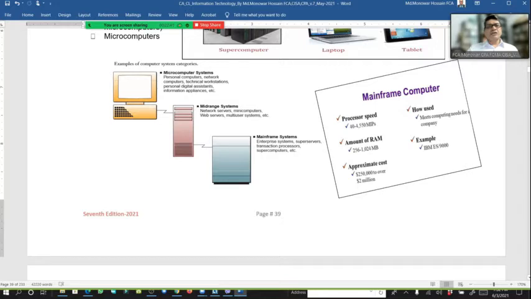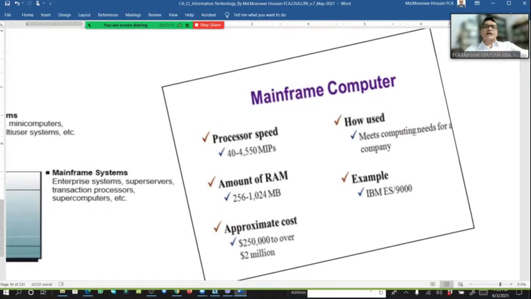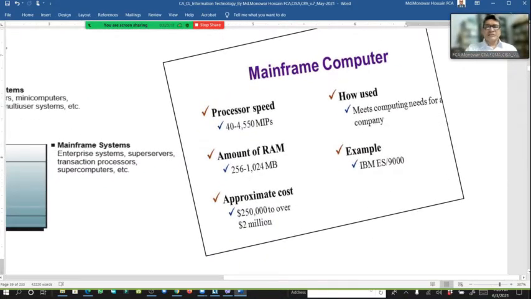A microcomputer is small size, that means personal computer, network computer, technical workstation, personal digital assistant, information appliance, etc. Mid-range systems are network servers, microcomputers, web servers, etc. And mainframe computer is an enterprise system, a supercomputer, transaction processor, etc. Mainframe computers have high processor speed, huge RAM, and approximately huge cost.